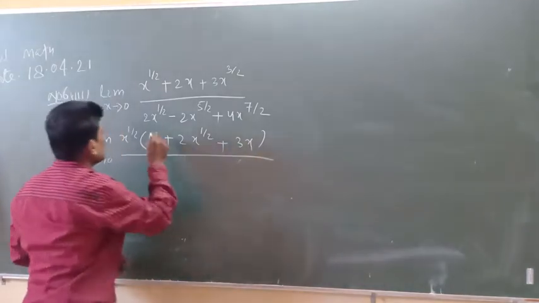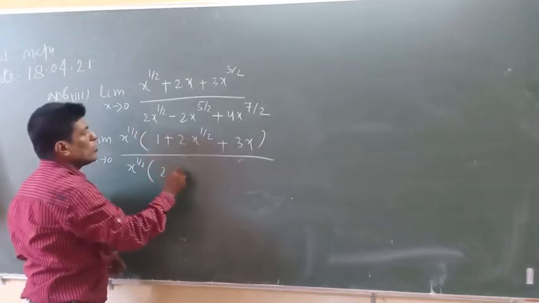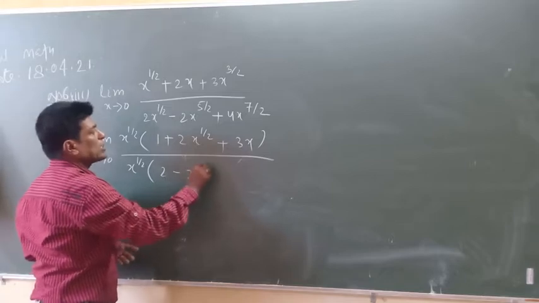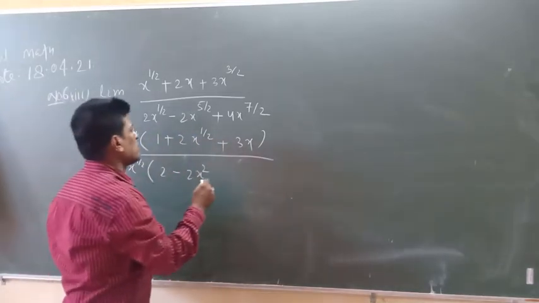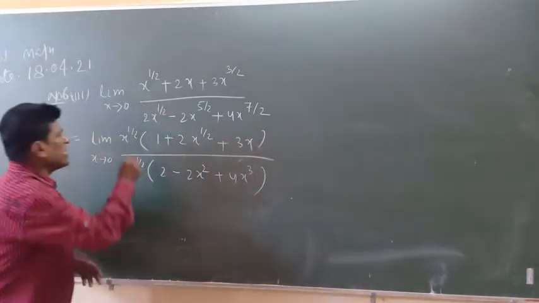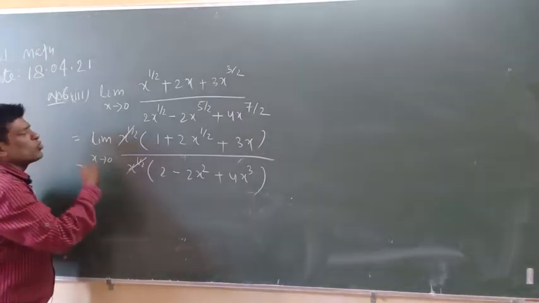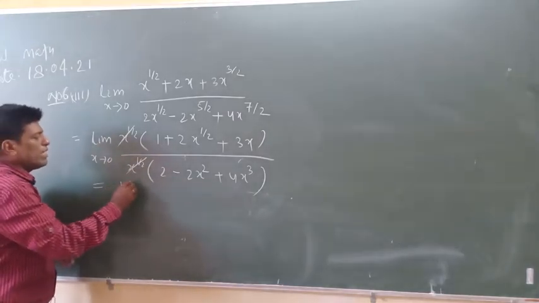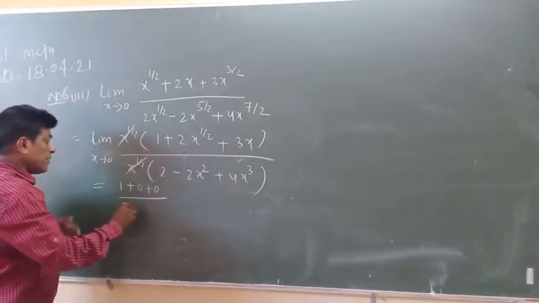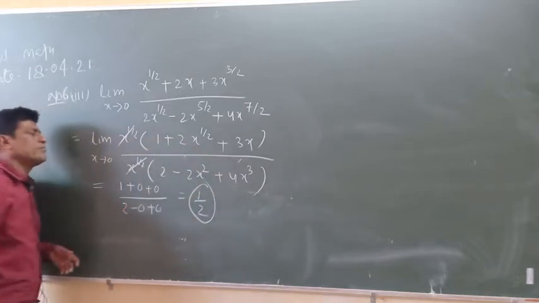Taking x to the half common on the denominator side, it becomes 2, then 2 into x to the power 5 by 2 minus 1 by 2, that is 4 by 2, x square, and 7 by 2 minus 1 by 2, that is 6 by 2, x cube, 4x cube. Now x to the half and x to the half cancel. Put x equal to 0 throughout: 1 plus 0 plus 0 over 2 minus 0 plus 0, so the answer is 1 by 2. That is your answer.